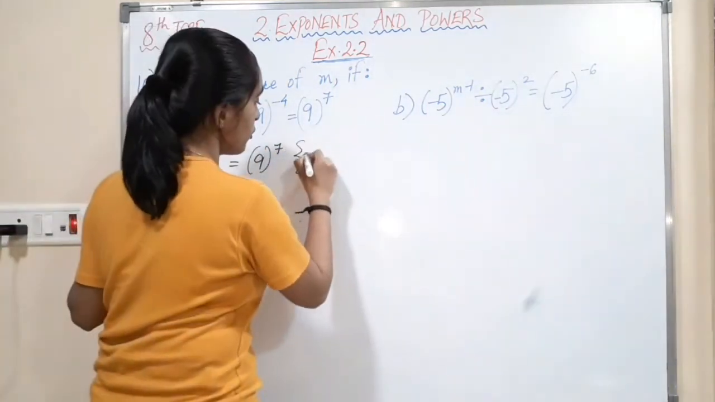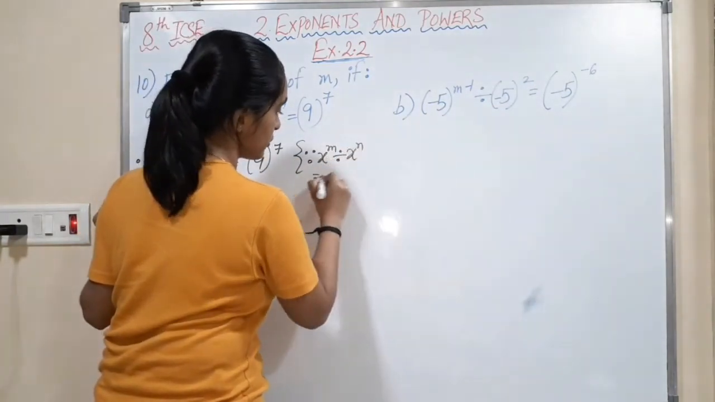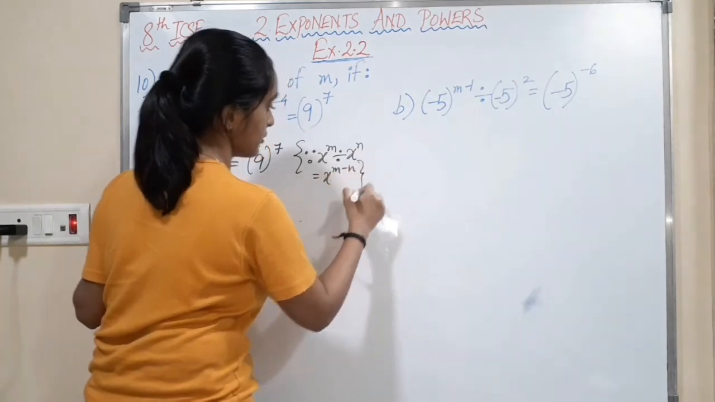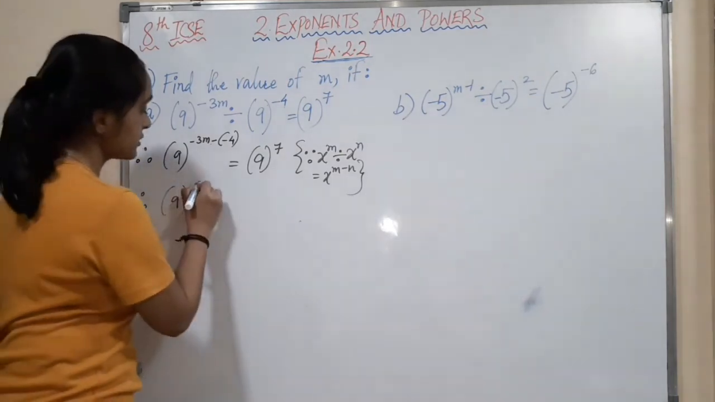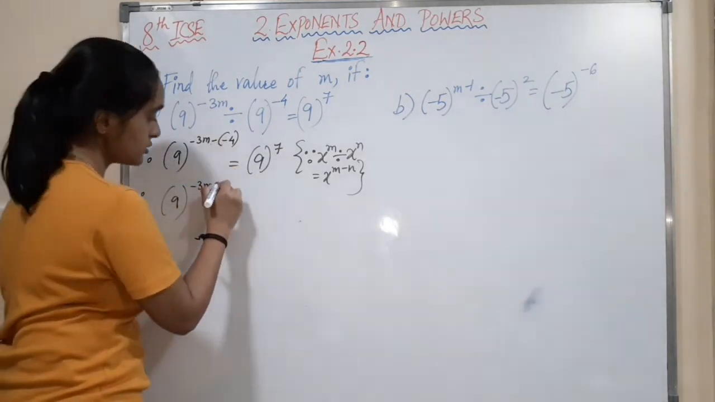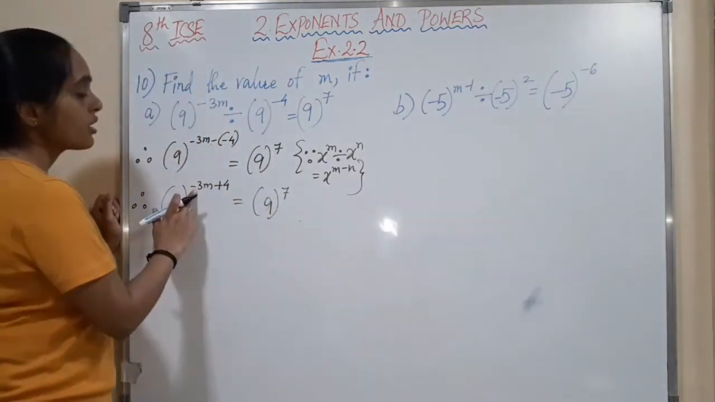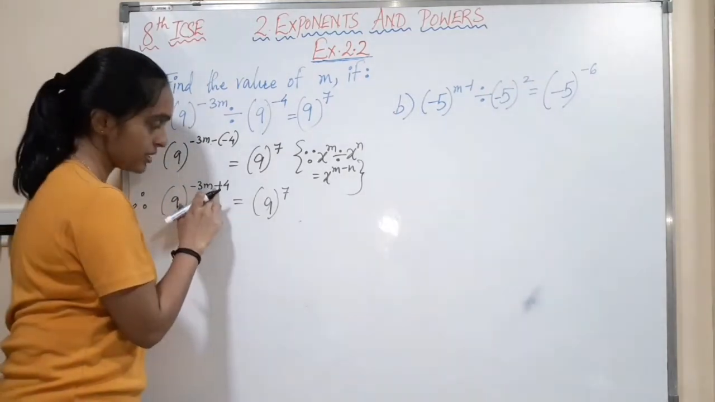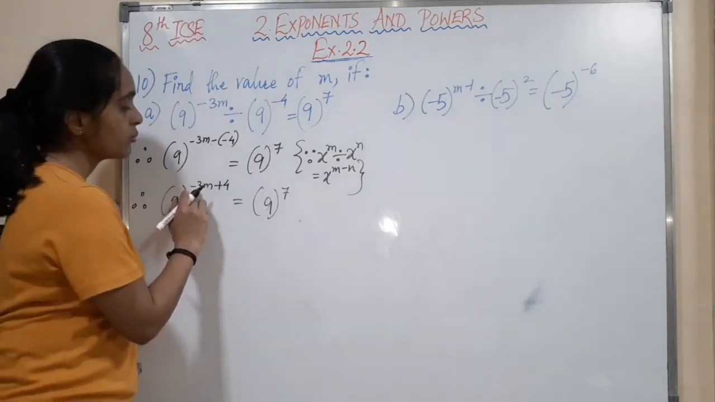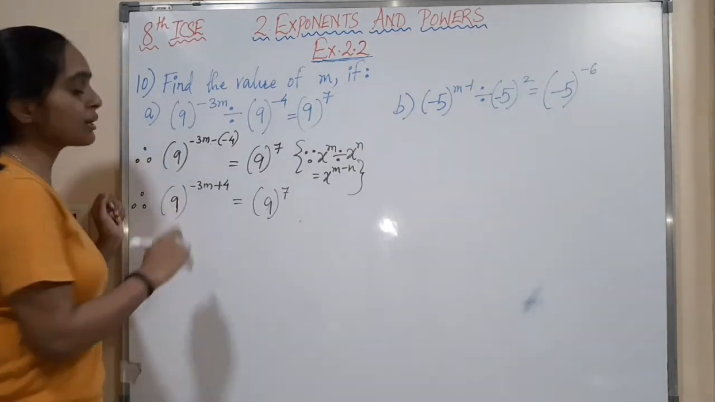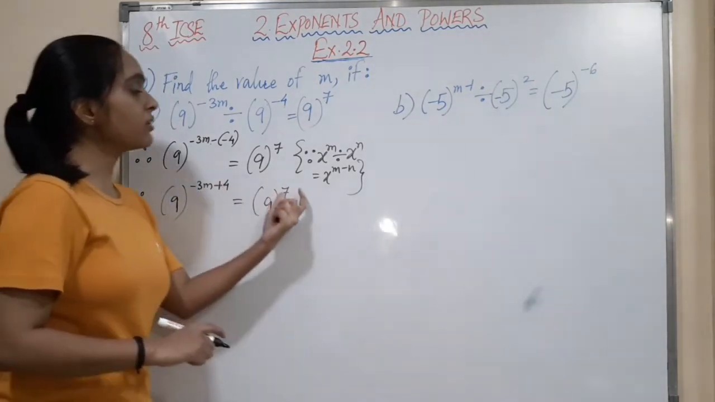By using the law, x raised to m divided by x raised to n equals x raised to m minus n. So therefore 9 raised to minus 3m, minus minus is plus, so plus 4 equals 9 raised to 7. Now as 3m plus 4 is there, we cannot add it further as both are unlike terms. So here we compare the LHS and RHS. Here bases are the same, just the powers are different.